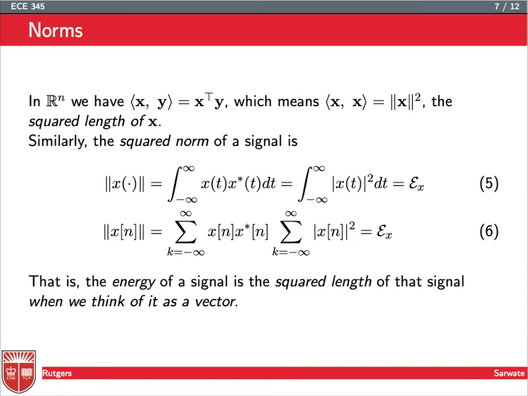We take x of t inner product with x of t itself, and then we get x of t times x star of t. That gives us the magnitude of x of t squared, and this is then defined as the energy. Similarly in discrete time, this is x inner product with x, and then we get the absolute magnitude of x of n squared, and then we get the energy Ex. So the energy of a signal is just the squared length of that signal when we think of it as a vector. This ties energy to a geometric notion of length, or squared length.